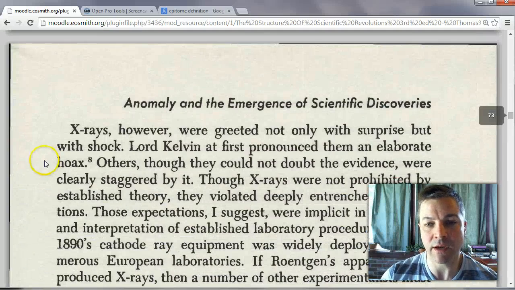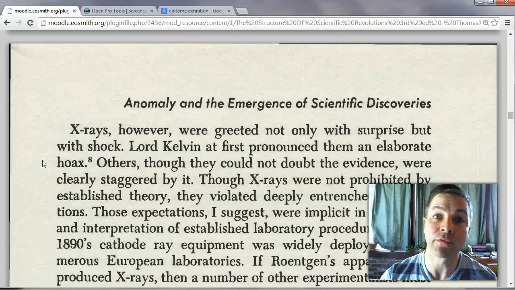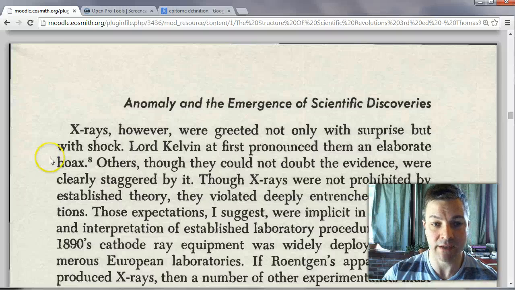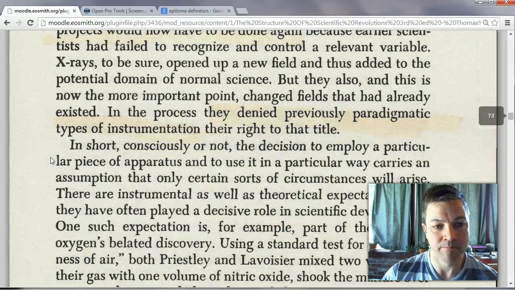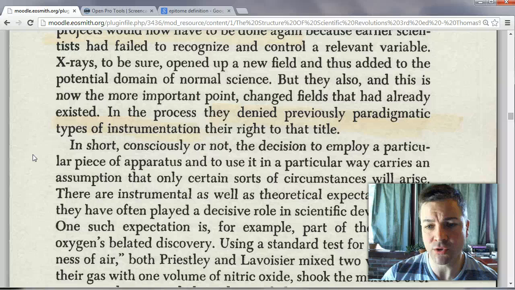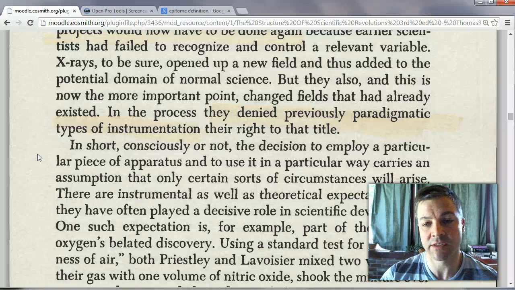X-rays, however, were greeted not only with surprise but with shock. Okay, so he's talking about now how people respond to these new findings. In short, consciously or not, the decision to employ a particular piece of apparatus and to use it in a particular way carries an assumption that only certain sorts of circumstances will arise.